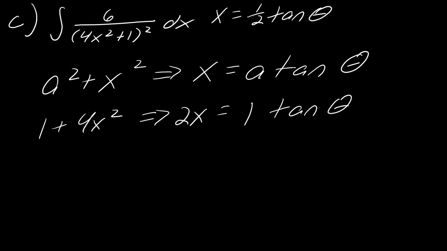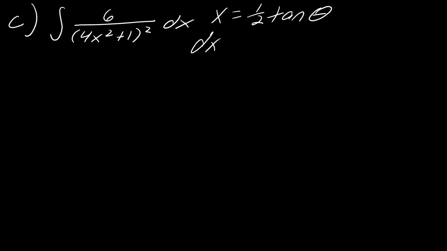So I'll clear some space and then take the derivative. So this will be 1/2 secant squared theta d theta. Now, if you're playing along at home here, I strongly recommend that you give the rest of this a try. Hit play when you're ready, and I'll be here to show you the rest of the solution. All right, so let's just bring the 6 out.